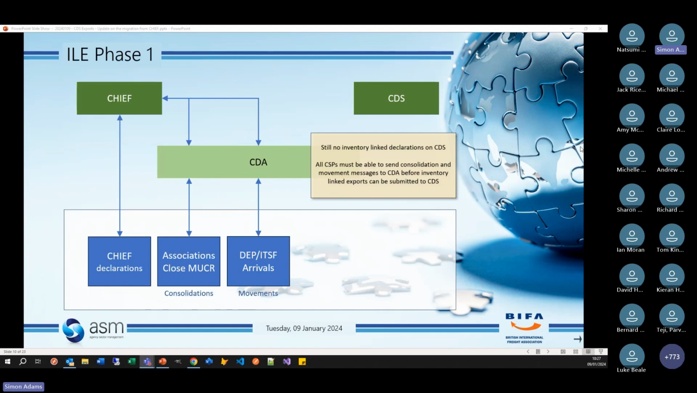CNS, MCP, CCS UK, Penton, DHL, are in various stages of migrating to point consolidation and movement messages to this CDA component. They all have to be ready before you can start, as a forwarder, declaring exports to CDS. So that is almost there. The CSPs aren't connected all the time to CDA at the moment, but that's happening very, very soon.